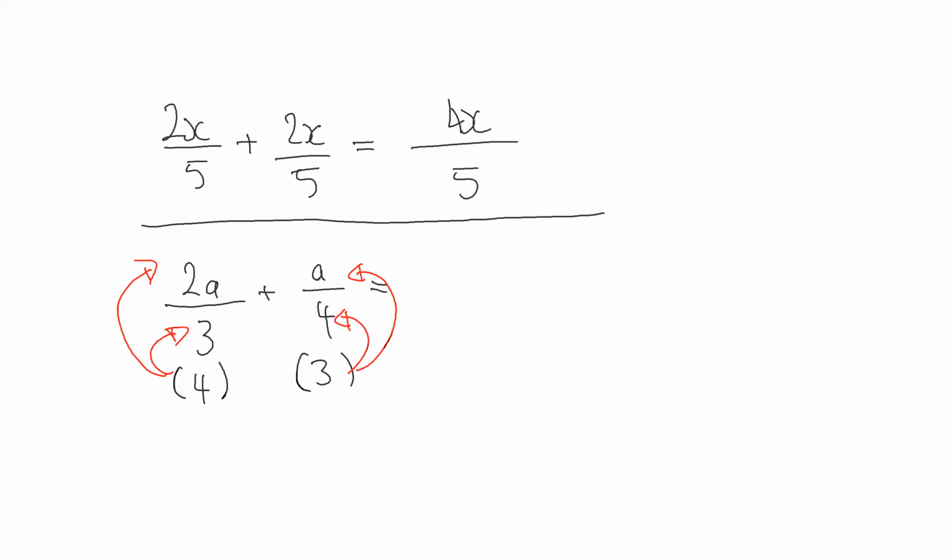So we've got 4 times 2a is going to be 8a over 4 times 3 is 12, plus 3 times a is 3a over 3 times 4 is 12. Now we have the denominators the same, which means we can add these fractions. We'll leave the denominator as it is because we don't add that. We add the top numbers, the numerators. 8a plus 3a is 11a. So that's one way of doing this. All right.